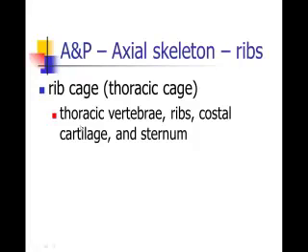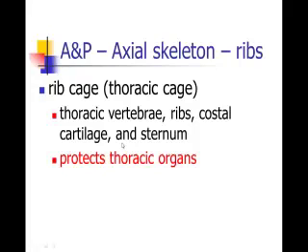So this thoracic cage is going to be made up of the vertebrae, the ribs, costal cartilage, and the sternum. And the thoracic cage actually does a couple of things. One is that it protects the thoracic organs. You're going to see that the ribs have a flattened surface. It's not unusual for bones that are protective to have sort of a flattened surface.